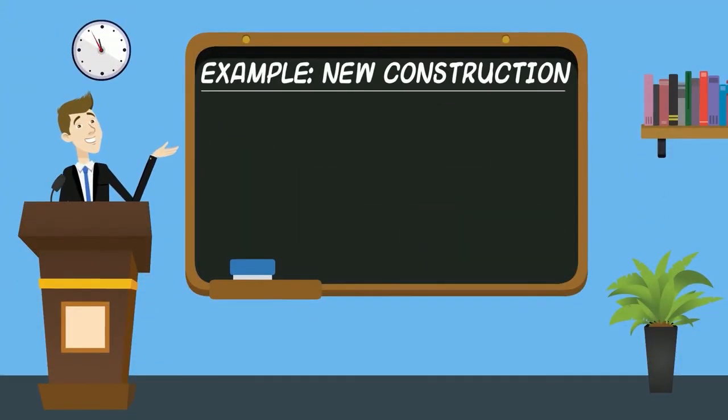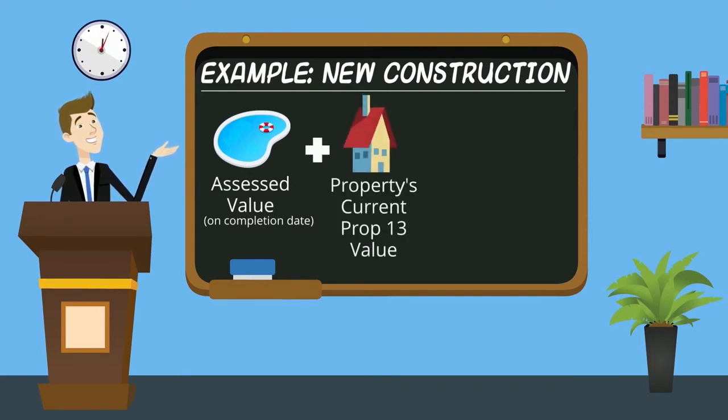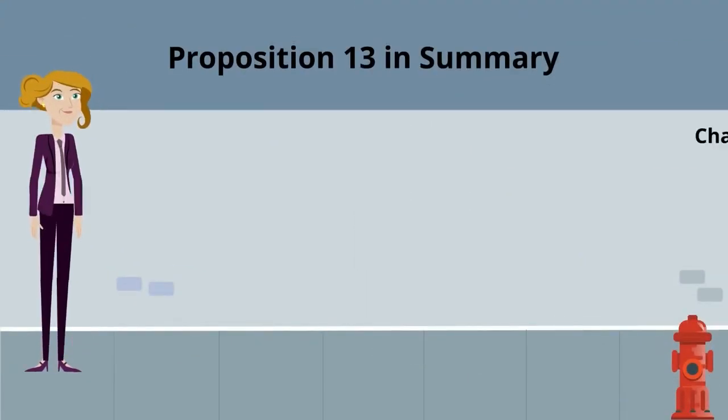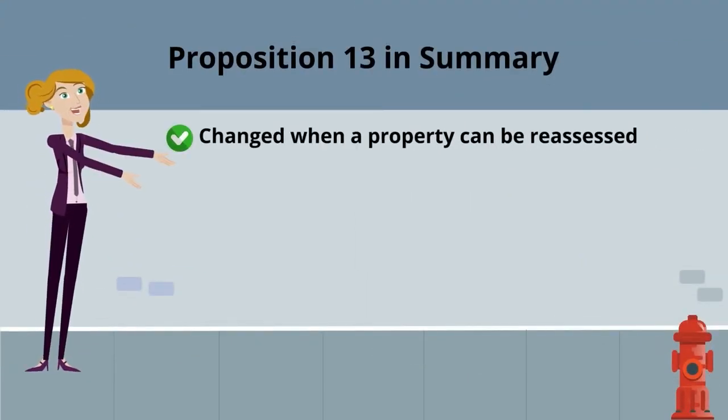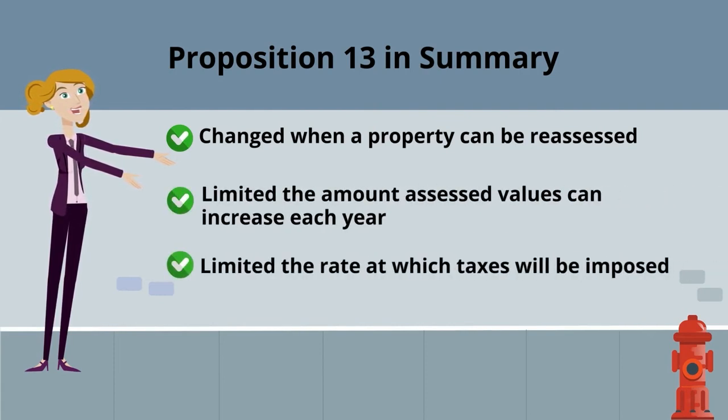Here's another example, this time involving new construction. Let's say you installed a swimming pool a few years after you bought your home. The assessed value of the pool, as of its completion date, is added to your property's current Prop 13 value. This combined amount becomes the total amount on which taxes will now be based. To sum it up, Prop 13 changed when a property can be reassessed, limited the amount assessed values may be increased each year, and limited the rate at which taxes will be imposed.